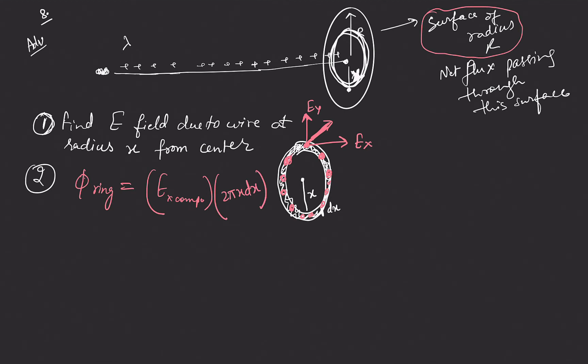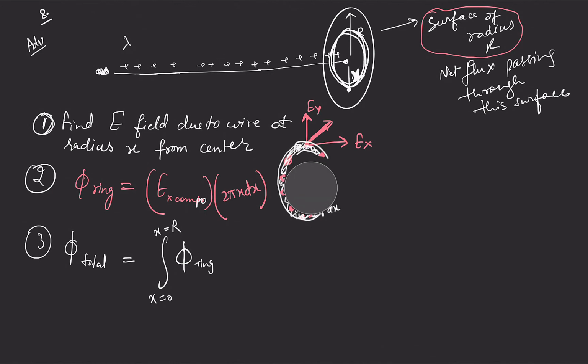Now this is the flux through this ring, and we have to calculate the total flux. Total flux would be the flux through this ring integrated from x equal to 0 to x equal to capital R, and you will get your answer. So the most difficult part here is to calculate this x component, the x component of the electric field due to the wire at a distance of height x or radius x. So let's try to compute that.